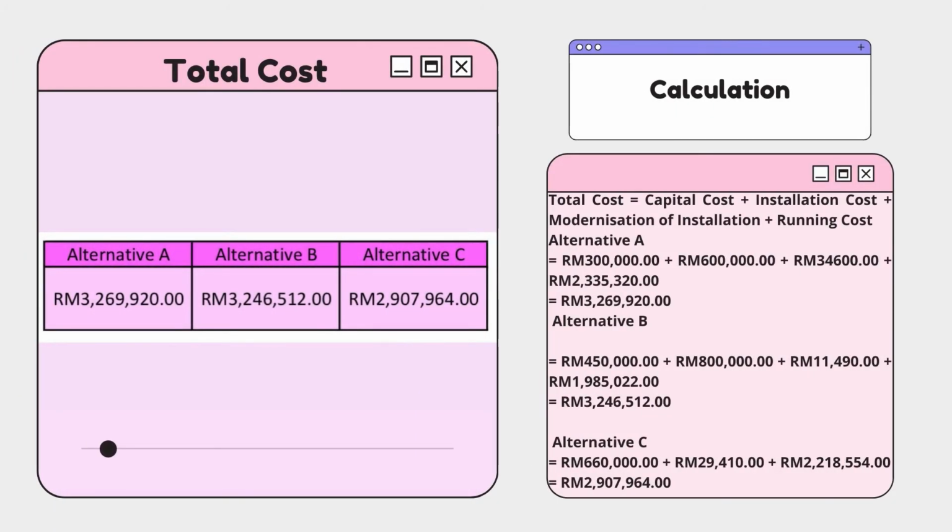The total cost. The total cost is an add up from the capital costs with the installation costs, as well as the modernization of installation or renewal costs and the running costs in total together. So the total cost for alternative A is 3,269,920 ringgit. Alternative B, 3,246,512 ringgit. And for alternative C, it is 2,907,964 ringgit.